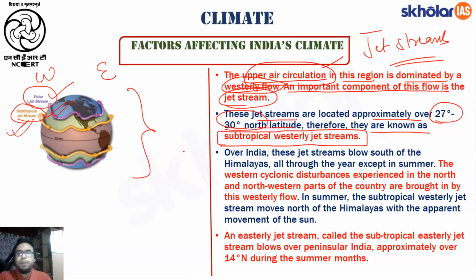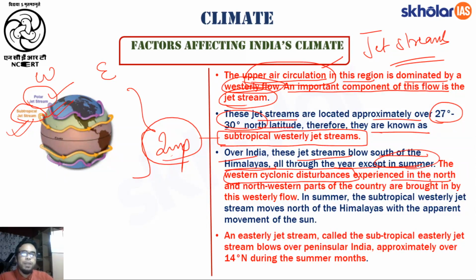Now this subtropical jet stream is very important because it will give us an idea about how it affects the climatic conditions over India. In the subsequent classes we will talk about this, right? Over India, these jet streams blow south of the Himalayas all throughout the year except in the summer, right? And the western cyclonic disturbances experienced in the north and northwestern parts of the country are brought in by this westerly flow.